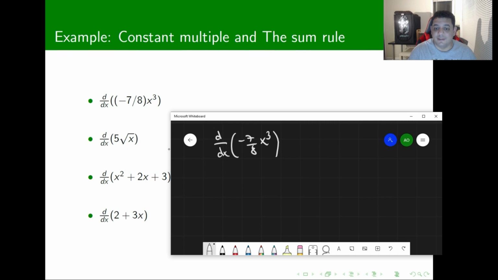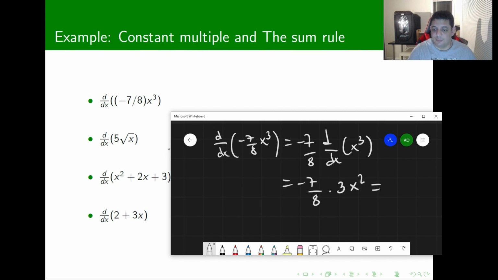Notice that this is the scenario where we have a function multiplying a constant. So we can just pull out the constant and keep the derivative. And so we obtain the derivative after that. In this case, that's going to be 3x squared.